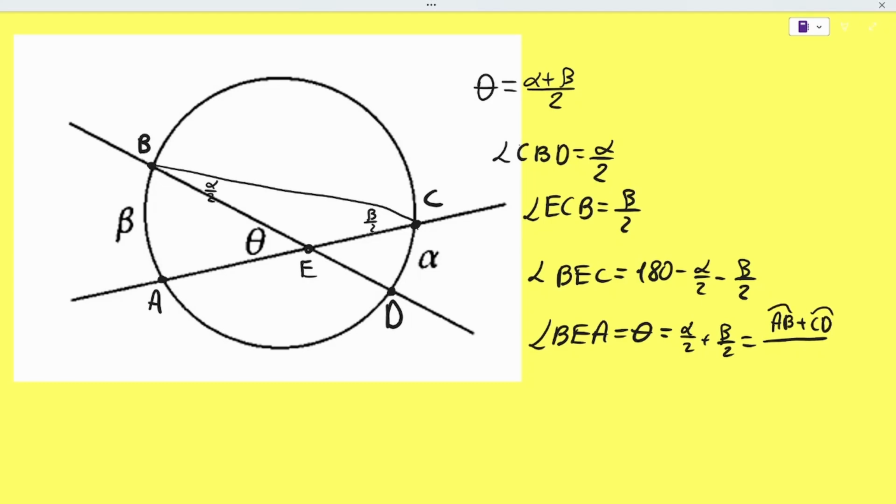We can see that this one is very similar to the second lemma about the two secant lines which intersect outside the circle. In this case, we have a minus mark if the intersection is outside, and if the intersection is inside, we have a plus mark.